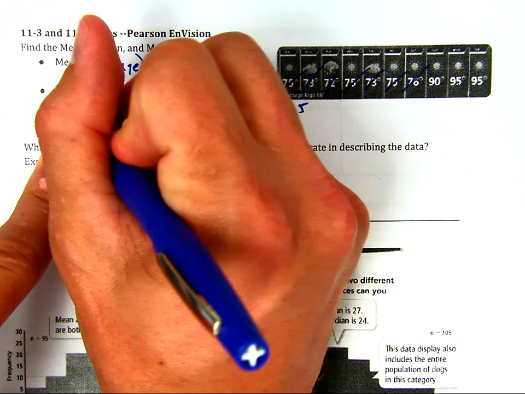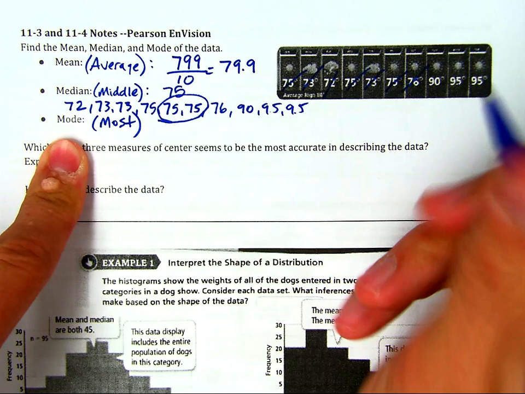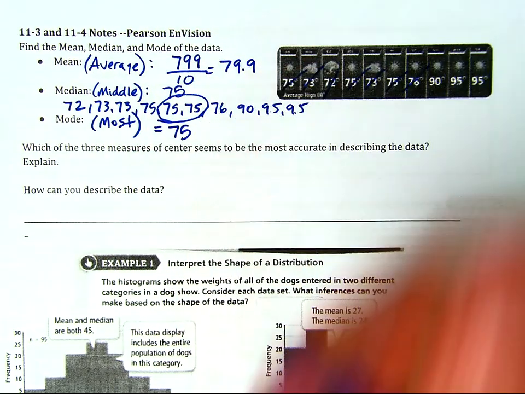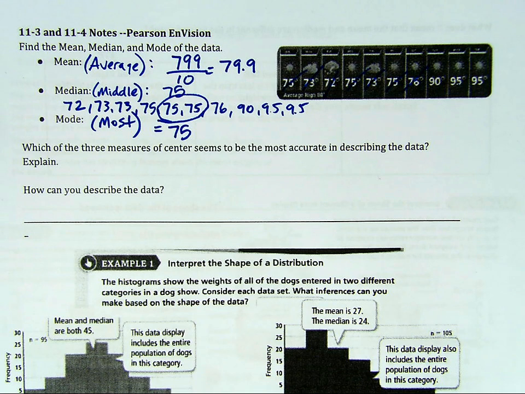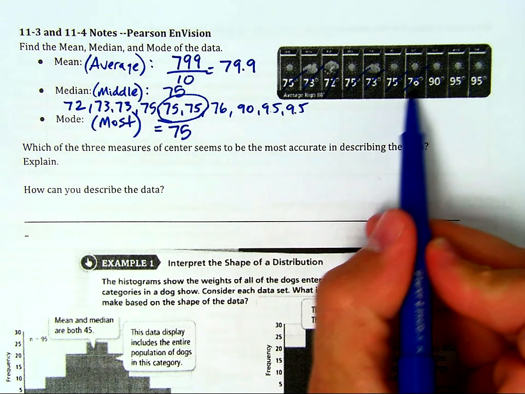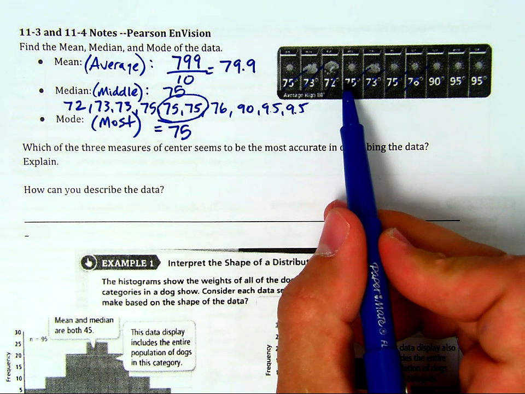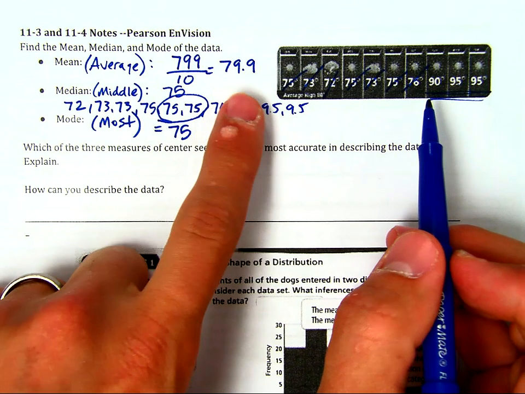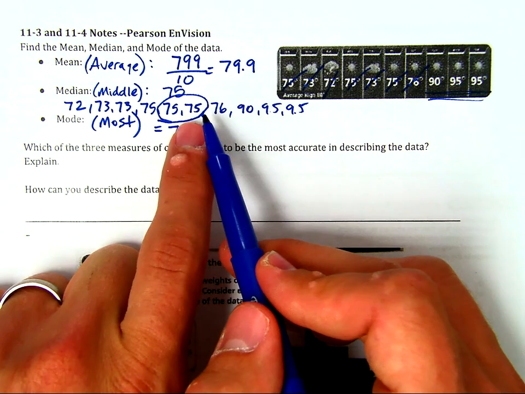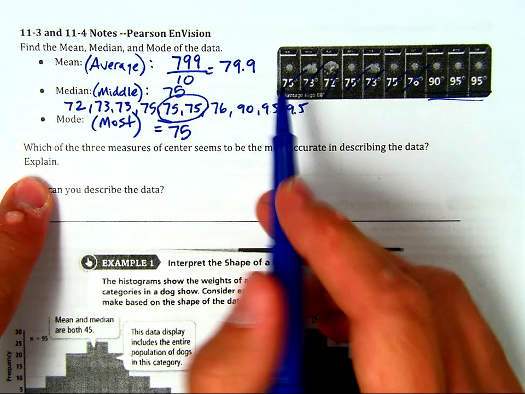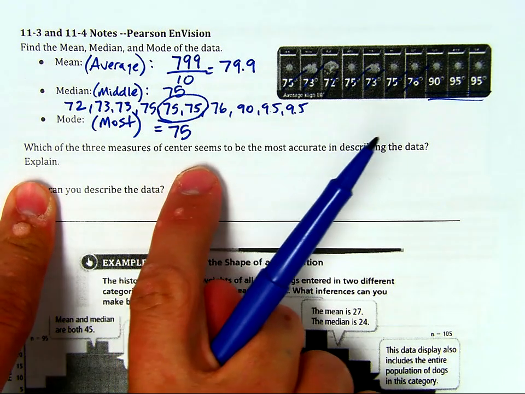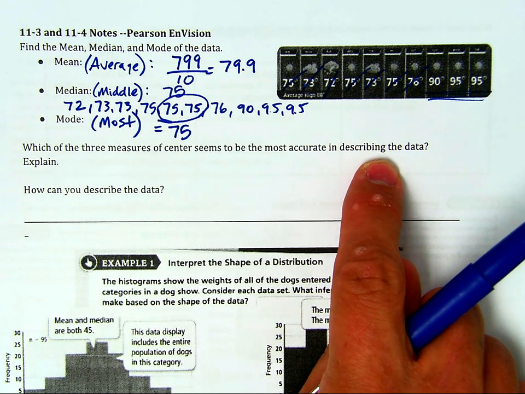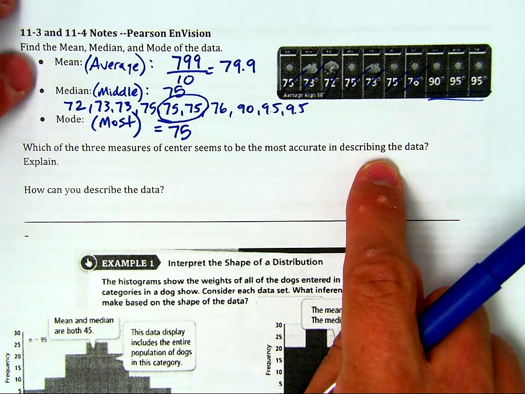The mode, an easy way to remember this, is the most. So which occurs the most? The most is 75. If you look at the numbers, the majority of them are down here around 75, but then we have a couple that are a little bit greater. So notice that the mean is greater than the median. And when we think about which of the three measures is the most accurate in representing this, we would say the most accurate depiction is going to be the median.